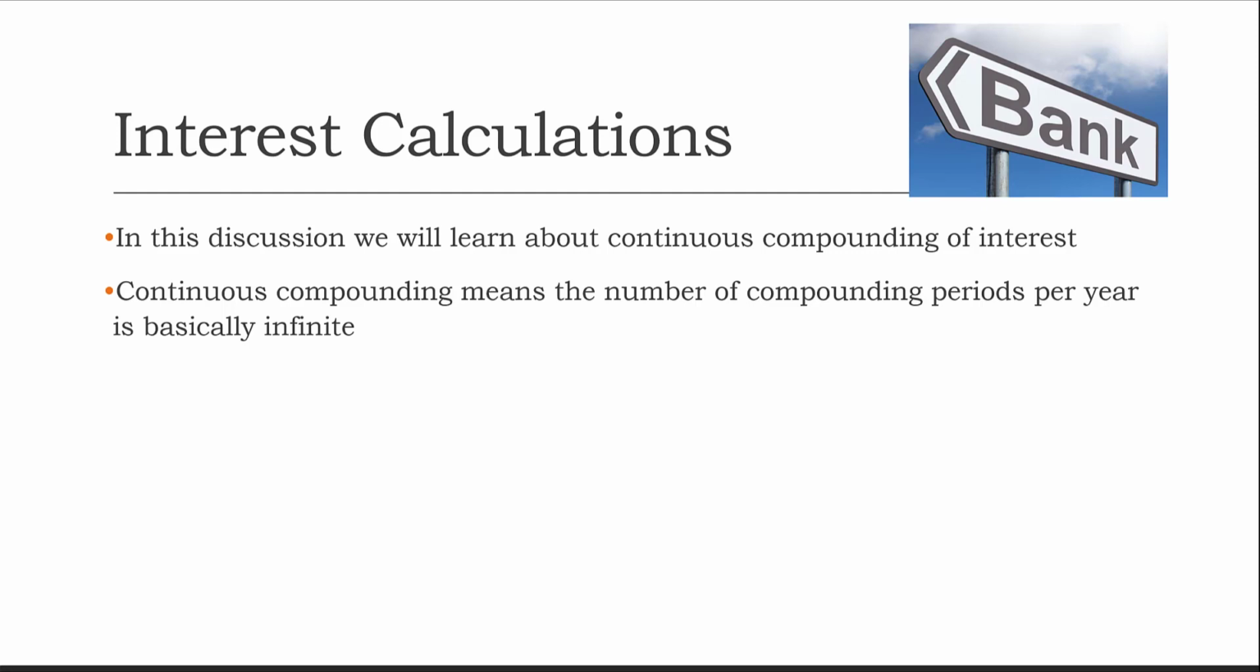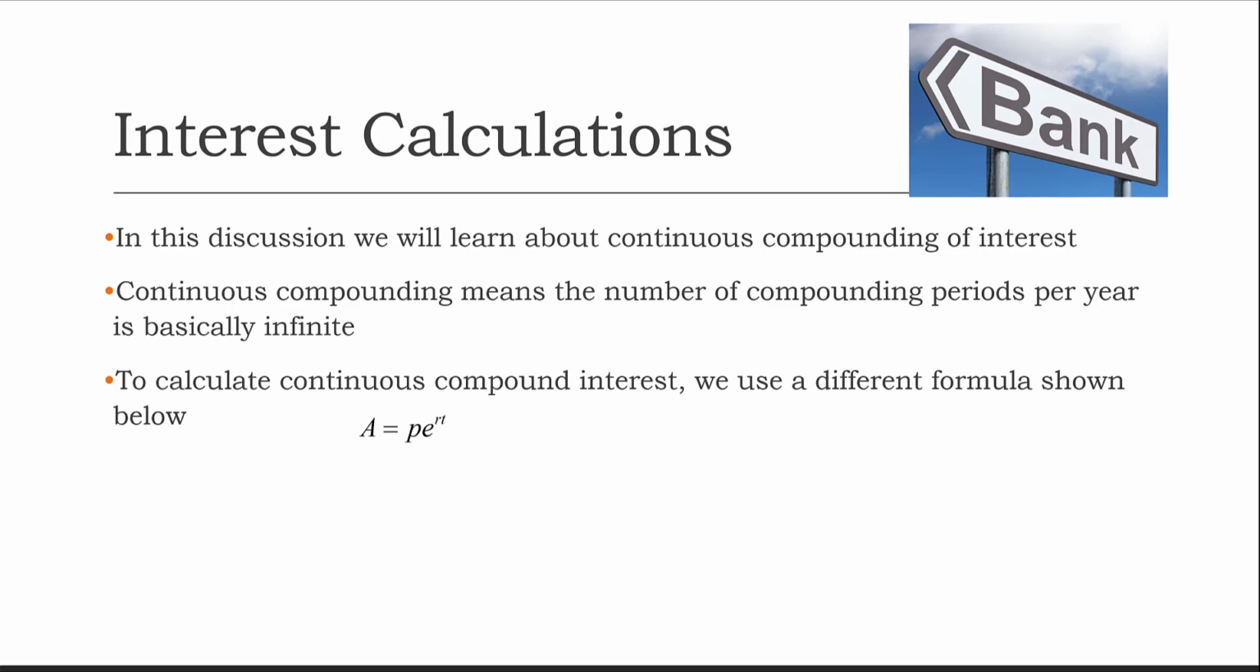You'll remember when we did daily compounding, we used n equal to 360. In continuous compounding, basically we're saying that the number of compounding periods per year is infinite. To calculate continuous compound interest, we use a slightly different formula, which is shown here.